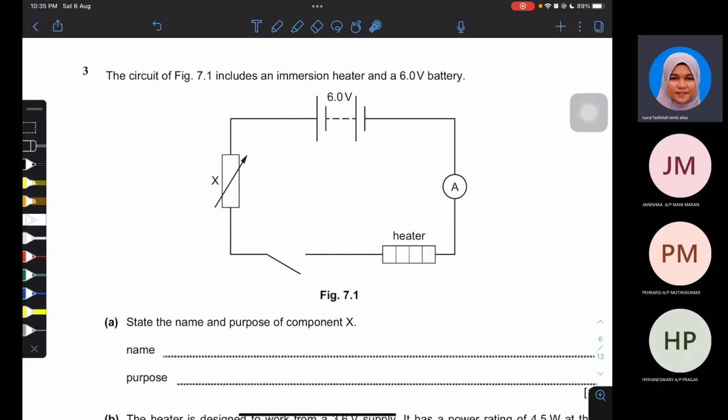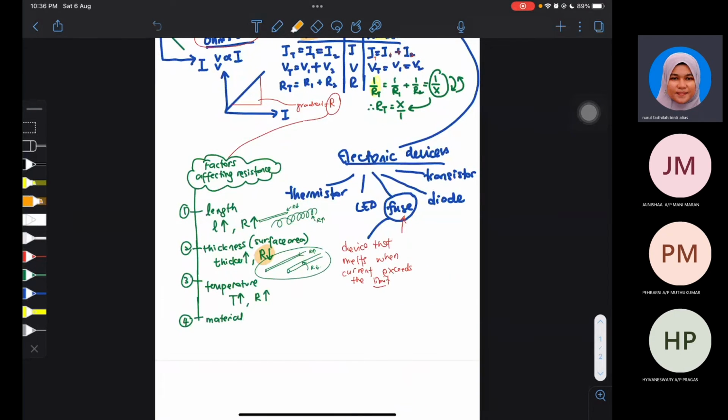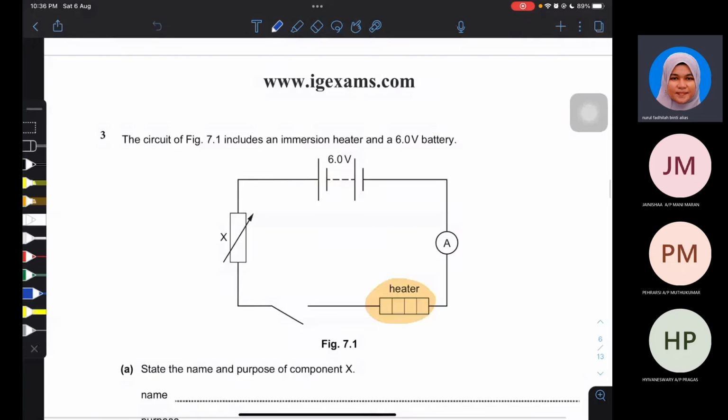Okay. The circuit on figure 7.1 includes an immersion heater and a 6-volt battery. Okay, so kat sini you tengok ada dua benda you boleh tengok. Satu, the symbol. So this is the symbol of a heater. Kena tahu. Jadi kat sini you tambah lah. Selain daripada transistor, diode, fuse, LED, thermistor, there is another one. You kena tahu tentang heater. Kita ada simbol petak je macam tu.